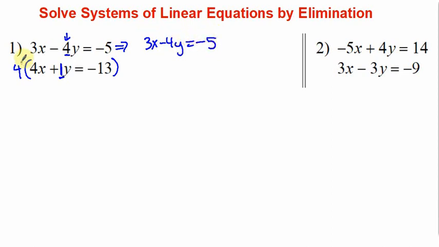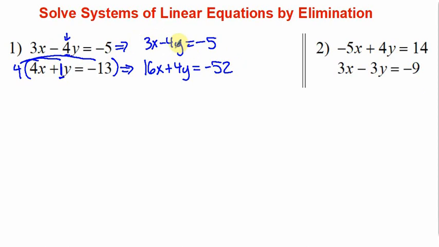Okay, the bottom equation, if we distribute the 4, and it has to be multiplied by everything, that's important. 4 times 4x is 16x. 4 times 1y is 4y. And 4 times negative 13 is negative 52. Okay, now we can eliminate.